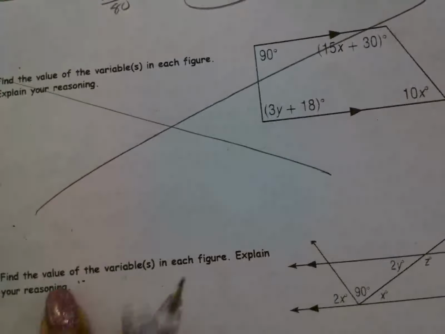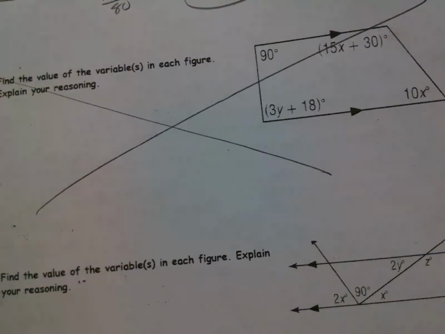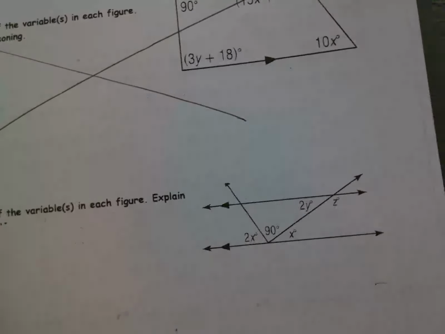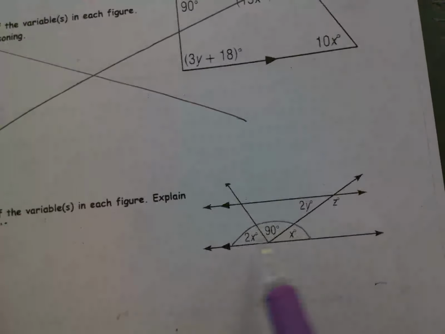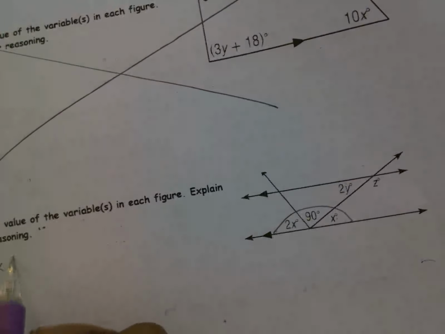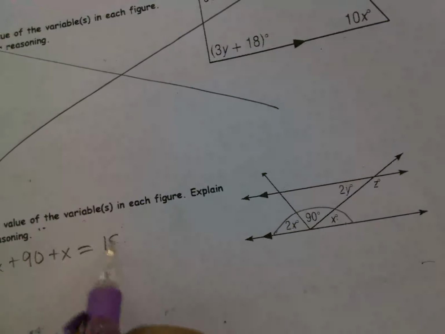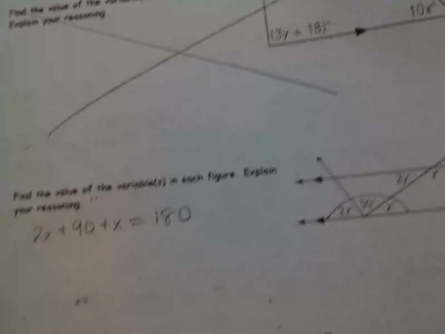All right, so let's do this one. Find the value of the variables in the figure and explain your reasoning. Okay, look. All of these added together, this angle, and this angle, all add up to 180. So we're going to add all of these together and set it equal to 180. So we have 2x plus 90 plus x all equal to 180 degrees.